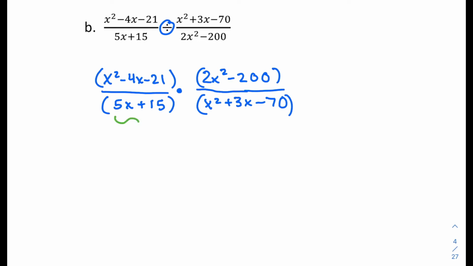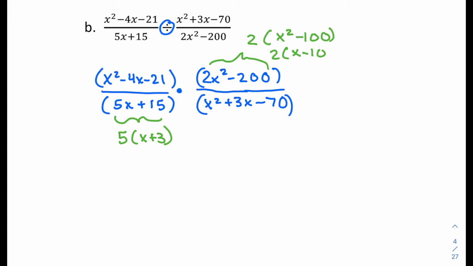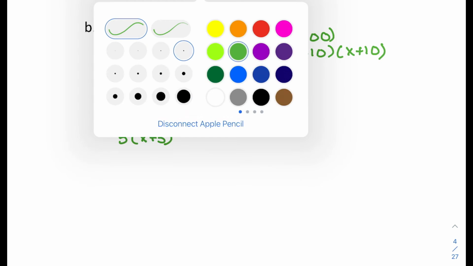So let's factor everything. On bottom, I could factor a 5 out of my 5x plus 15. And then looking at the 2x squared minus 200, I'm going to factor a 2 out there. And then that leaves me with x squared minus 100, which is our difference of squares. So I could factor it into x minus 10 times x plus 10.